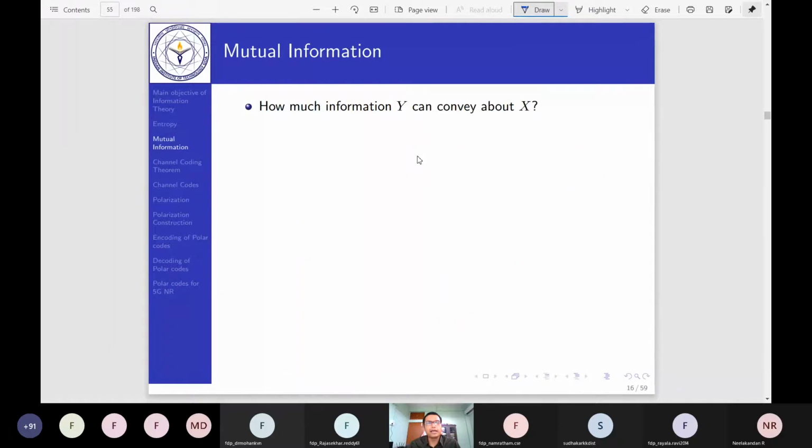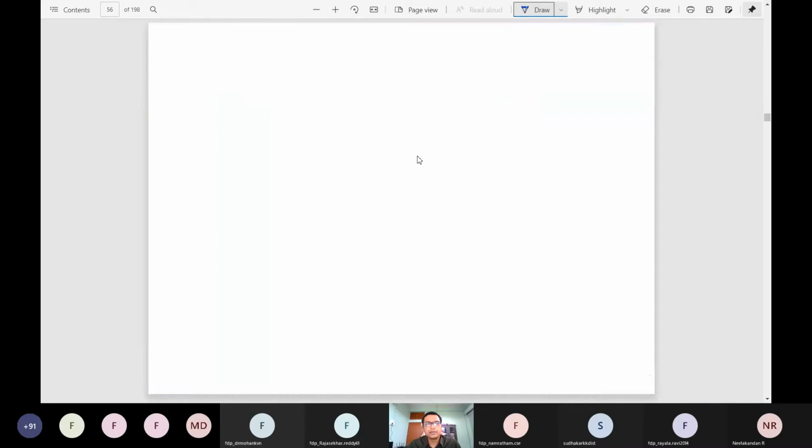And the most important term for polar codes is the mutual information. How much information can y convey about x? y is our received signal, x is the transmitted signal. So we want to measure this information. What is the amount of information that y can reveal about x?